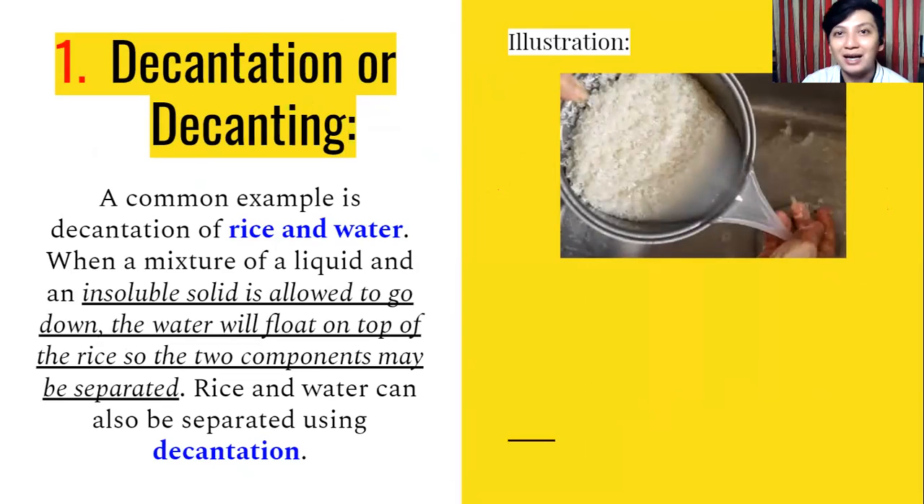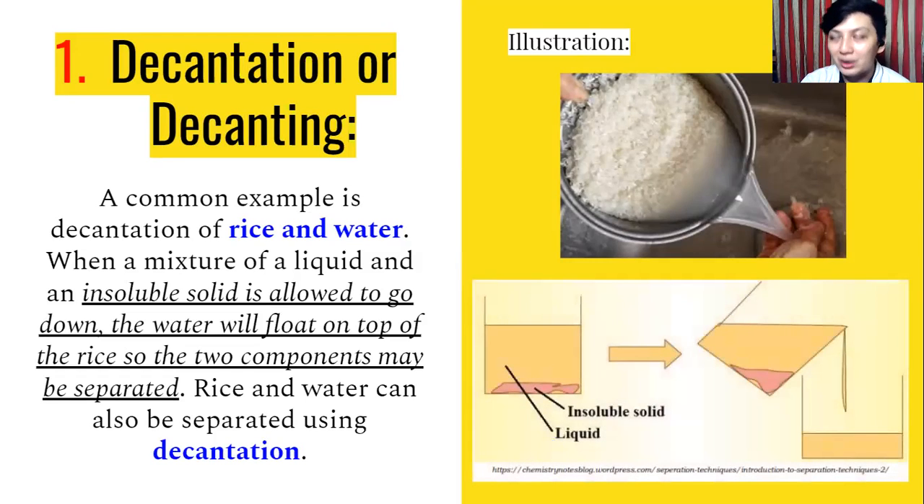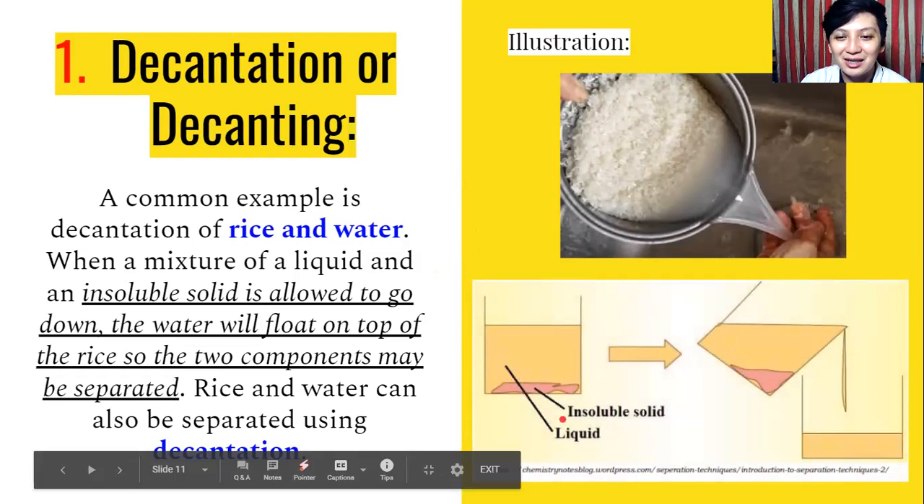For example, magsasaing ka, huhugasan mo yung bigas, itatapon mo yung tubig, and then it separates the liquid from the solid part. So that is decantation. Another example is that nagpakulo ka, for example, ng dahon ng bayabas, okay? Yung guava leaves. And you're going to separate the liquid from the guava leaves. So you will use this process, decantation. Okay? So this is the insoluble solid at the bottom and then the liquid.